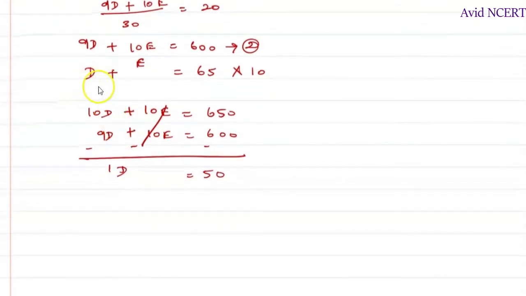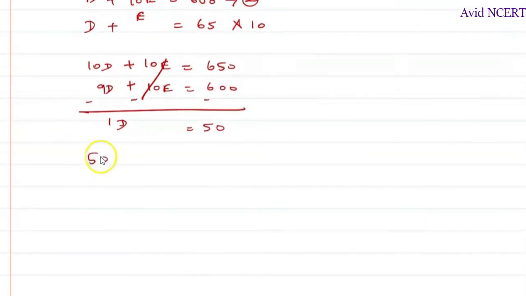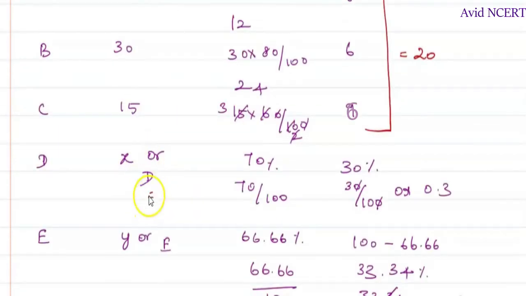Now substituting this value of D in this equation, D plus E equals 65. So 50 plus E equals 65, where 50 goes to the other side. So 65 minus 50 equals 15. So the value of D here is 50 and E is 15, and we can substitute here.